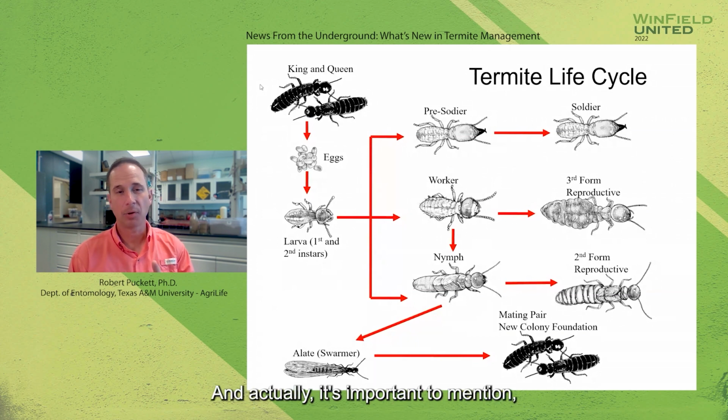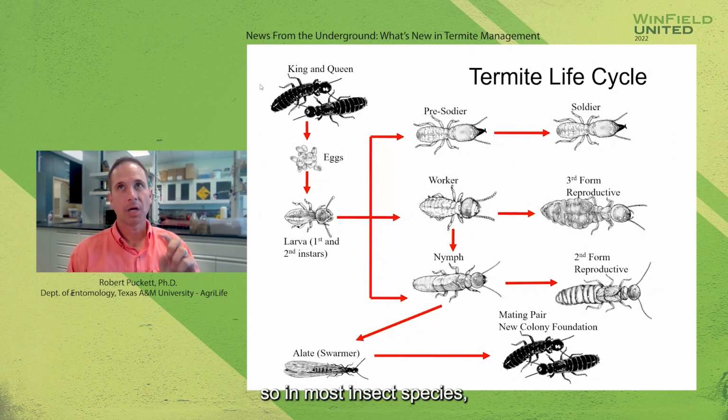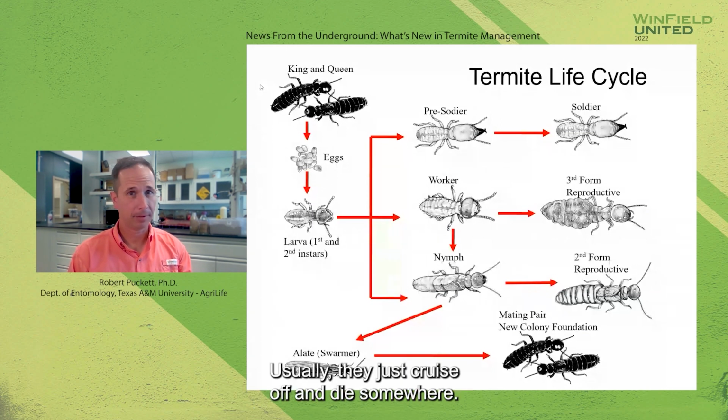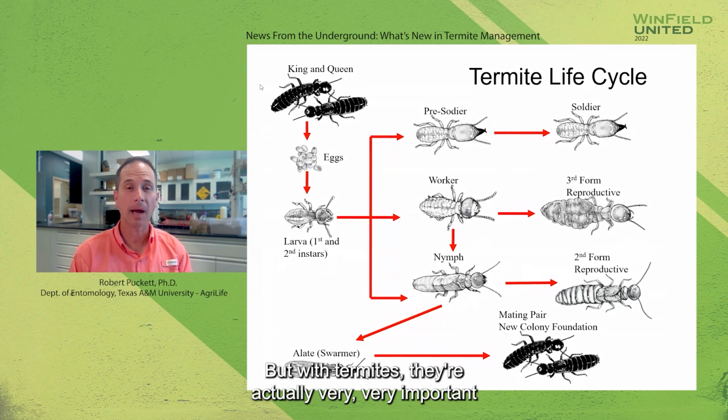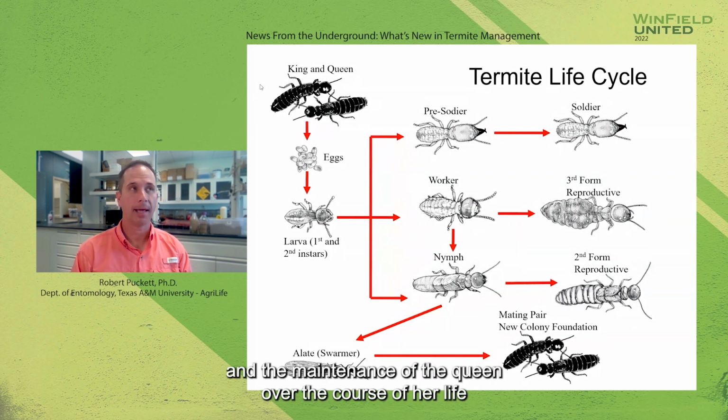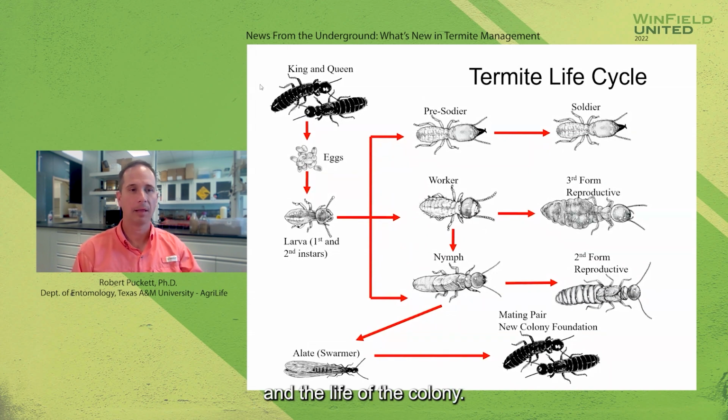And actually, it's important to mention, so in most insect species, males are not very important after the mating event has happened. Usually they just kind of cruise off and die somewhere. But with termites, they're actually very, very important for the establishment of the colony, and then the maintenance of the brood and the maintenance of the queen over the course of her life and the life of the colony. So there actually is heavy paternal investment in termite colonies. This is really unique among insects.